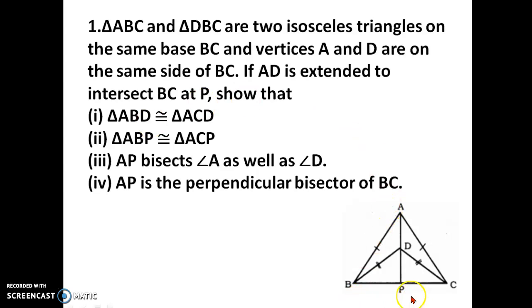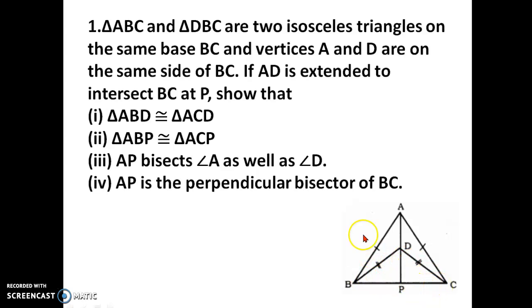So this is the given data. We can see this in the diagram. Triangle ABC is there, and triangle DBC, which is inside triangle ABC, and these two triangles are isosceles. What is an isosceles triangle? When any two sides are equal, then it is an isosceles triangle. So in triangle ABC, the sides AB and AC are equal. In the small triangle DBC, DB and DC are equal.